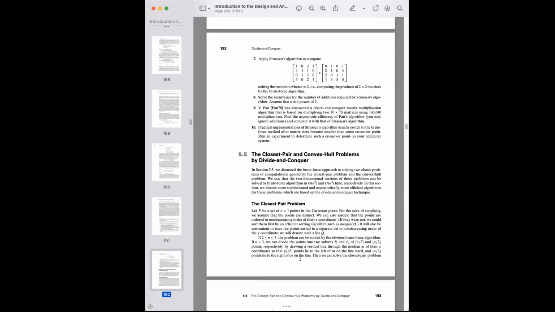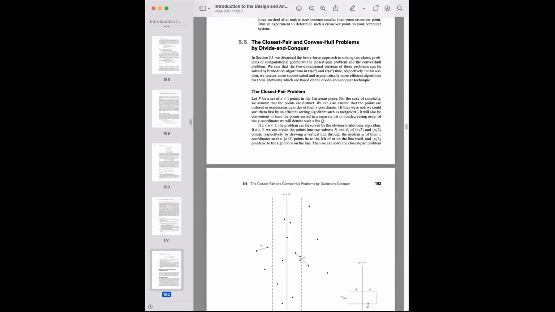Now we get to our old friend that I like, the closest pair and the convex hull problem. Again, we're in the divide and conquer phase. So let's start with the closest pair. If you remember, you have a set P of points that you've put on the Cartesian plane. We're going to assume that they're distinct just to avoid cases we don't have to worry about. We're also going to assume that they're in non-decreasing order of their X coordinate. If not, we could just sort them to make this work.